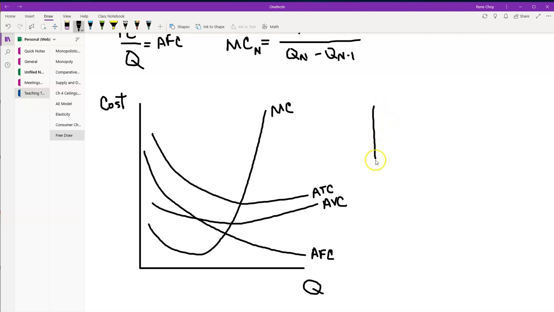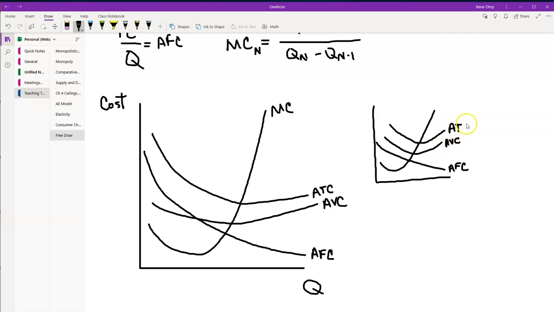Just as a word of warning, some books like to graph it like this. And again, a lot of this is for simplicity purposes, so that people don't get too confused with all these lines. So they put the average fixed cost here. Notice that the lines don't cross, and that's basically the difference. So instead of the actual cross you see here, they basically just don't cross them and make it easier to see. This becomes average variable cost, this becomes average total cost, and this becomes your marginal cost line.